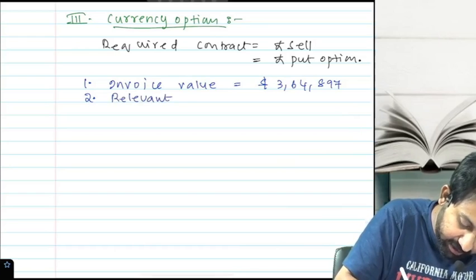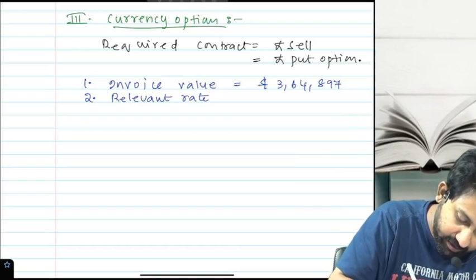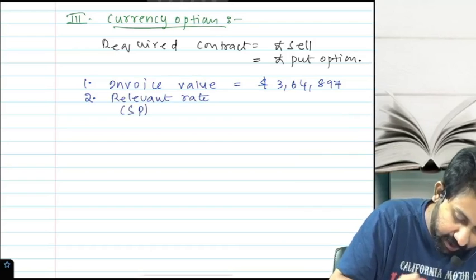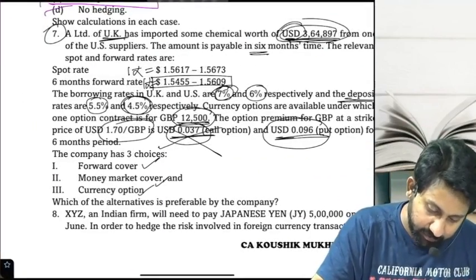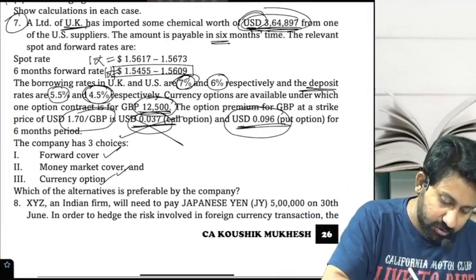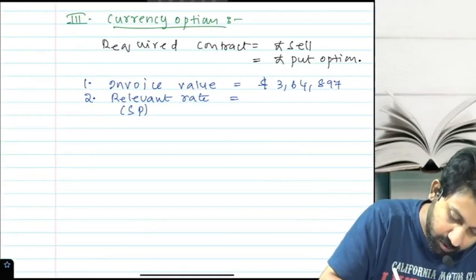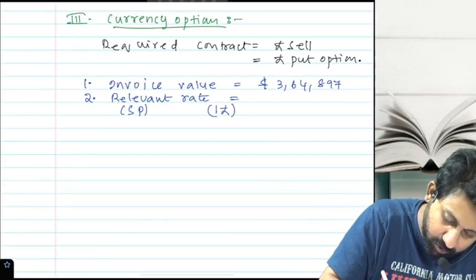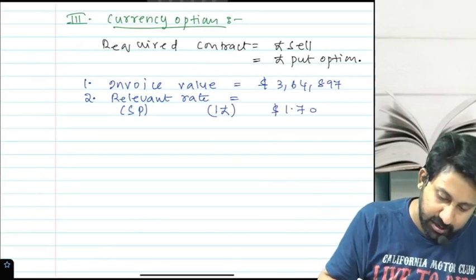The relevant rate: we need to give the strike price. What price? Strike price. Now how much is the strike price? 1.70. 1 pound equals dollar 1.70.